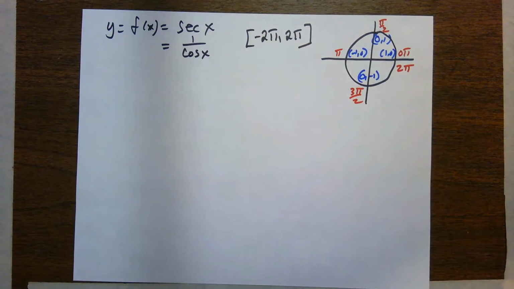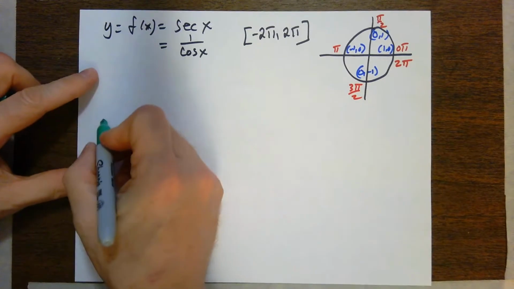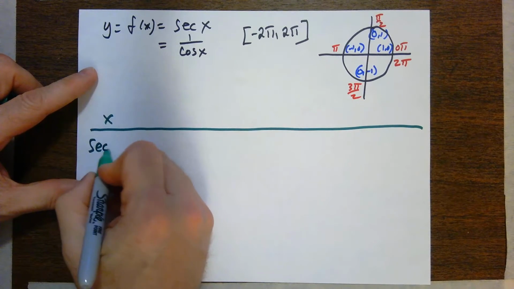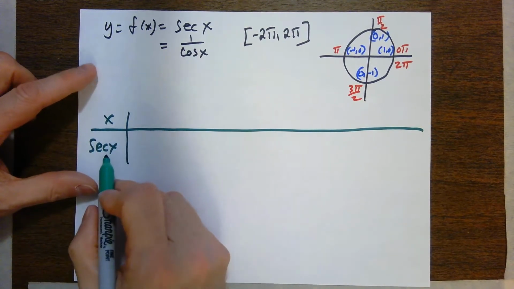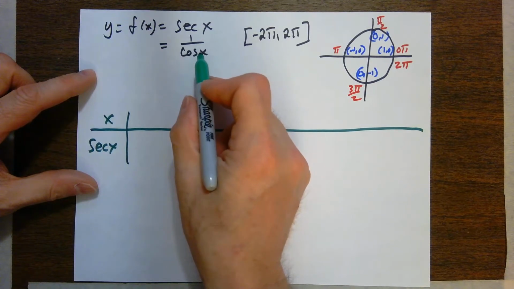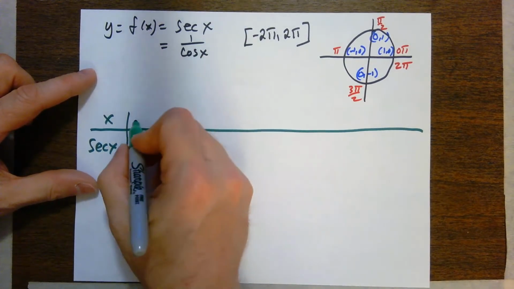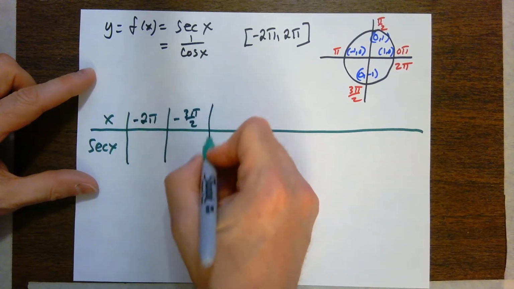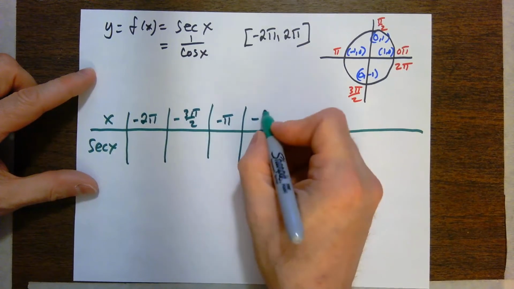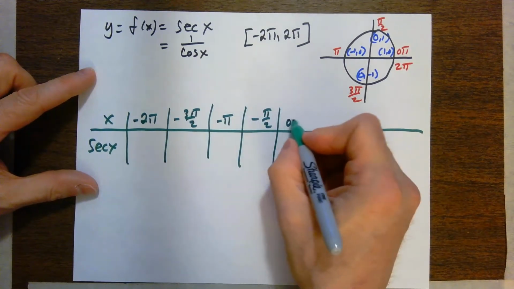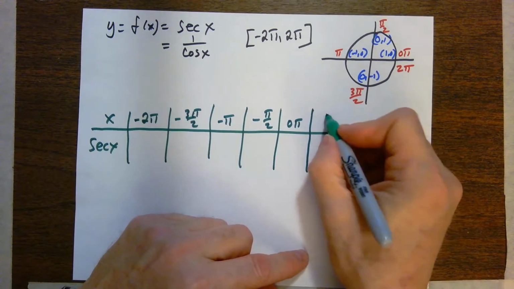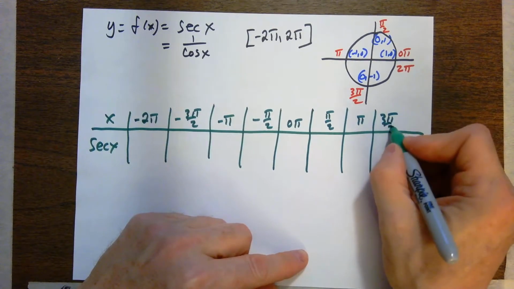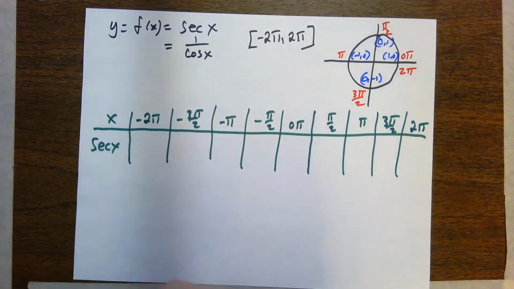And we're going to create our table now. X values and secant of x. And again, when I think about secant, I'm really thinking about the inverse of cosine, 1 over cosine. So we're going to go from negative 2 pi, negative 3 pi over 2, negative pi over 2, 0 pi, pi over 2, pi, 3 pi over 2, and 2 pi.